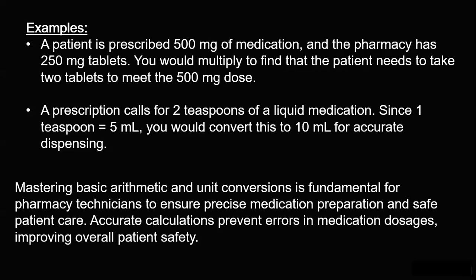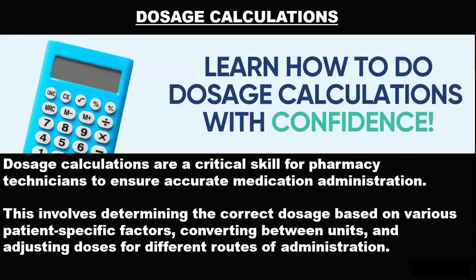A prescription calls for 2 teaspoons of a liquid medication. Since 1 teaspoon equals 5 mils, you will convert this to 10 mils for accurate dispensing. 2 teaspoons, 1 teaspoon is 5 mils, so you convert it, because they need exactly 2 teaspoons. So that becomes 10 mils. Mastering these conversions is very important for pharmacy technicians so that we'll know what to do. Needless to talk too much on that; we've actually passed that side.